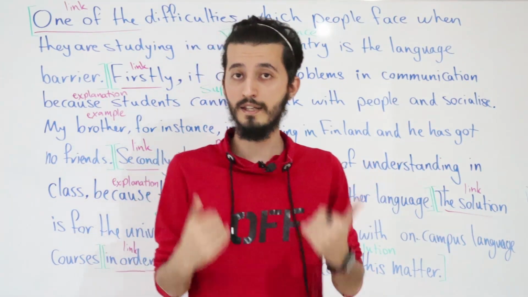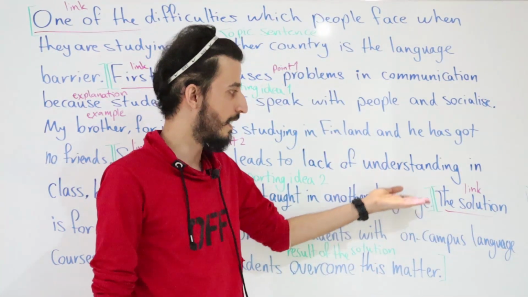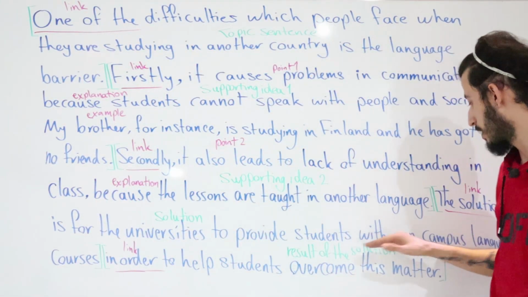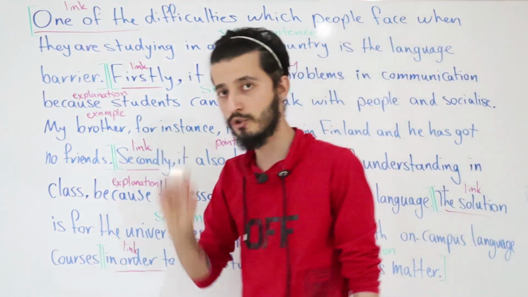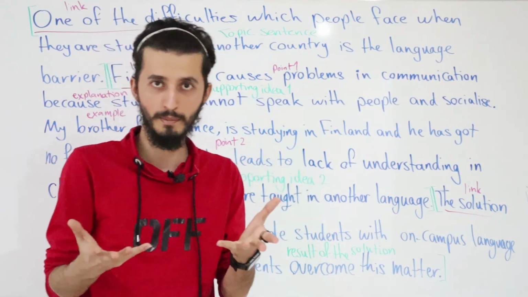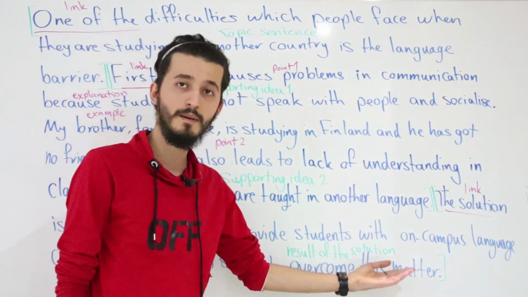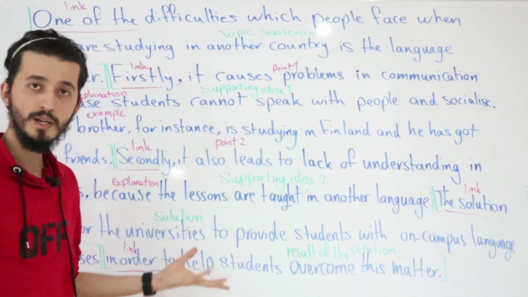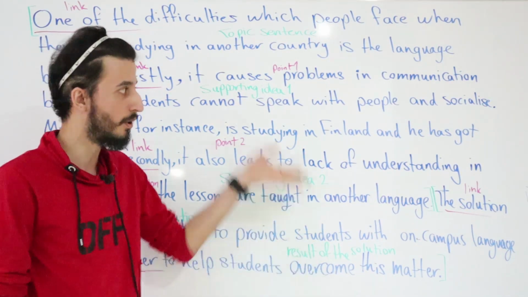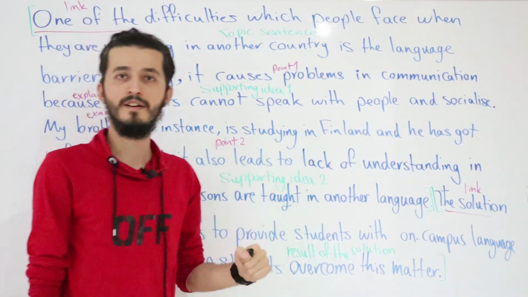After that, I need to suggest a solution. So I begin and I say, the solution is for the universities to provide the students with on-campus language courses. This is my idea. I think if you do that, we can overcome the problem. So I say, in order to help students overcome this matter, it means this is the result of my solution. If you do that, then you have this result, and the problem we just talked about, and told you how important it is, is solved.